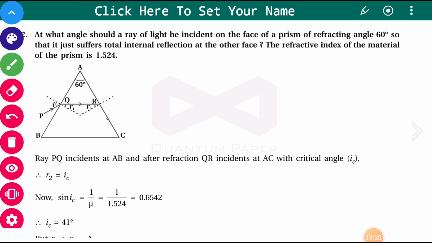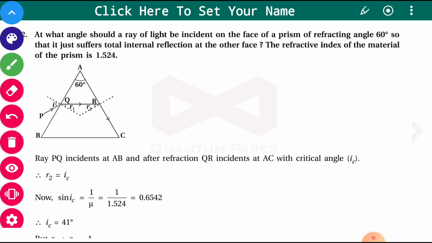Now numerical number 9.22. At what angle should a ray of light be incident on the face of the prism of refracting angle 60 degree, so that it just suffers total internal reflection at the other face? The refractive index of the material of the prism is 1.524.